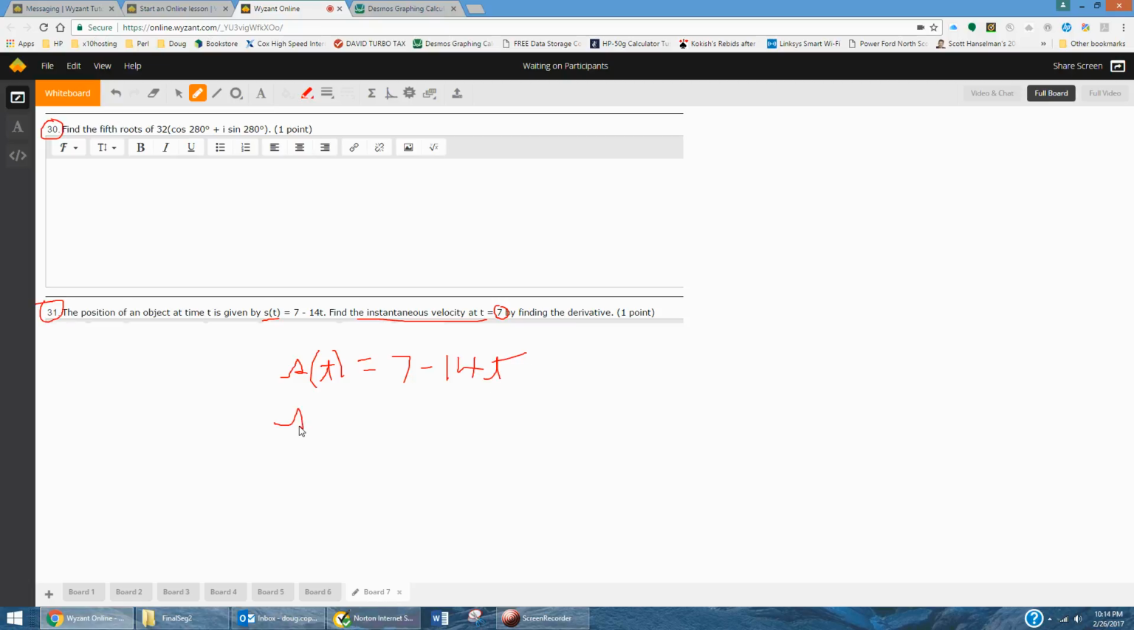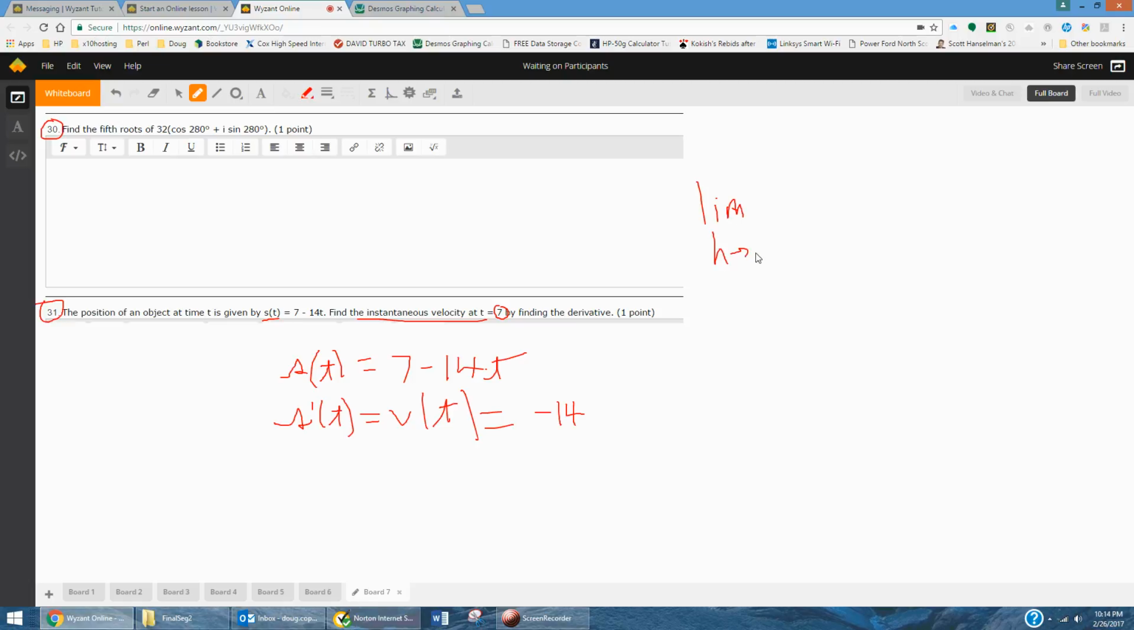So S prime of t, which is the same as velocity, is the derivative of this function. And the shortcut that I've taught you is that the derivative of a constant is 0. The derivative of a number times the variable is just the number in front. So the velocity is always the same no matter what number you put in, because there's no t to substitute for.